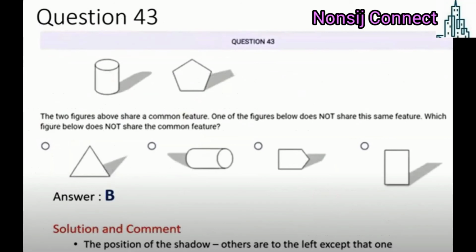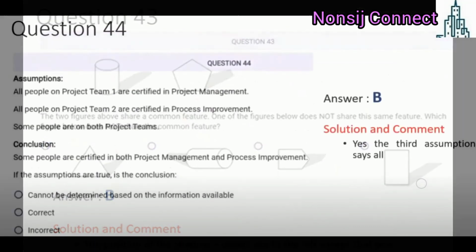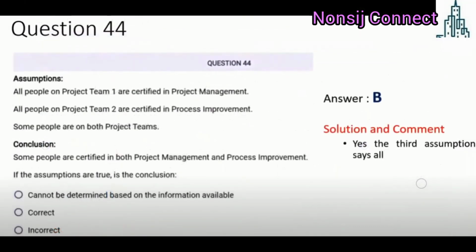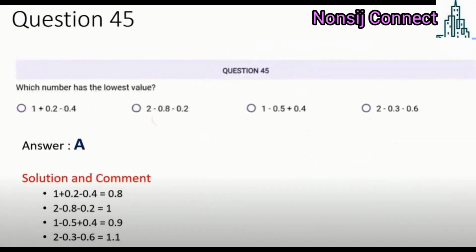Watch the shadow. So the only one that is going in opposite direction is what? Is B. B is the only one, the shadow is going in the other direction. Okay, then for this, I've solved it. The answer is correct. All people on the project team 1 is correct. I have all the answers so far.